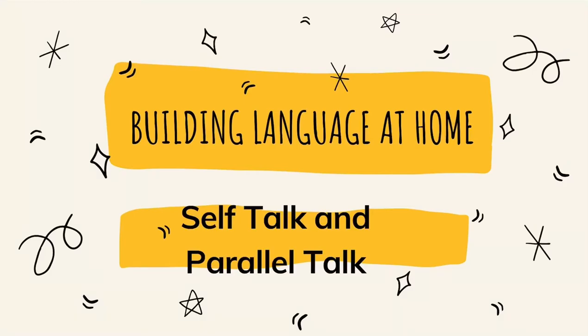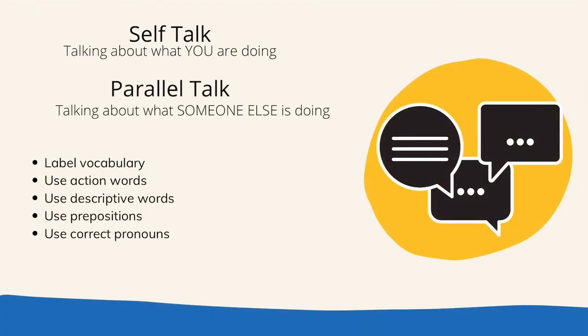Building language at home: self-talk and parallel talk. Self-talk and parallel talk are strategies you can use at home to promote your child's communication development. This is as simple as talking about what you are doing during your daily activities or talking about what someone else is doing, specifically your child. It is important to label vocabulary, use action words, use descriptive words, use prepositions, and use correct pronouns.